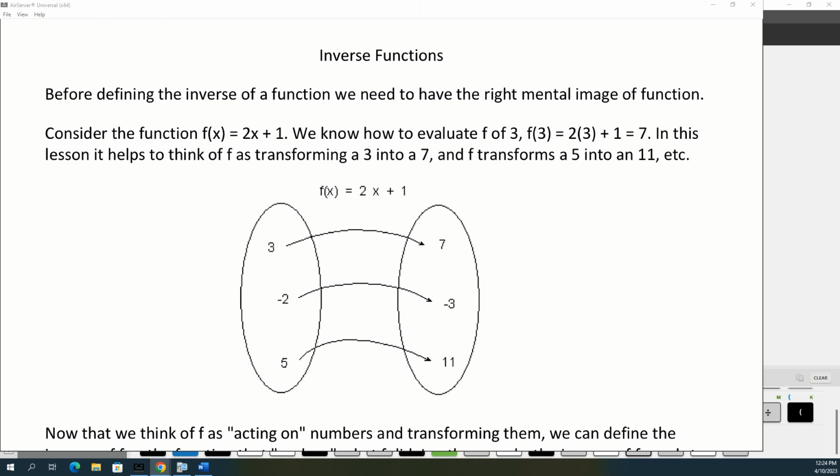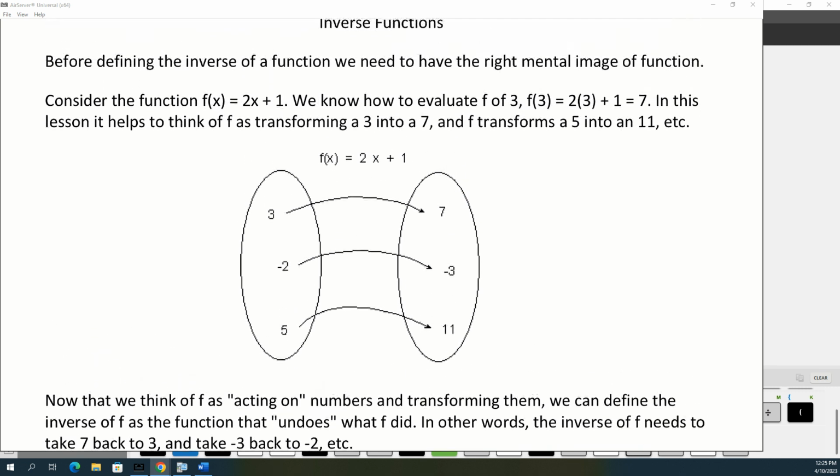Okay, so we're going to talk about inverse functions. There's a bunch of words on here that explain what an inverse is. If you think about the function 2x plus 1, if you put numbers in for x, they're transformed into other numbers. If I put 3 in for x, you multiply it by 2 and add 1, you get 7. You put negative 2 in for x, you multiply it by 2, add 1, you get negative 3. So one number is transformed into another number.